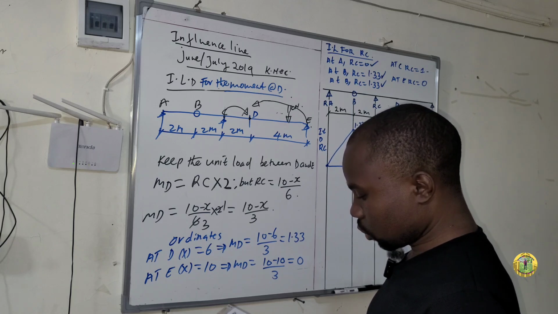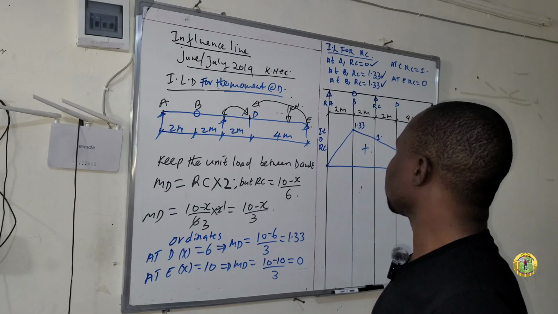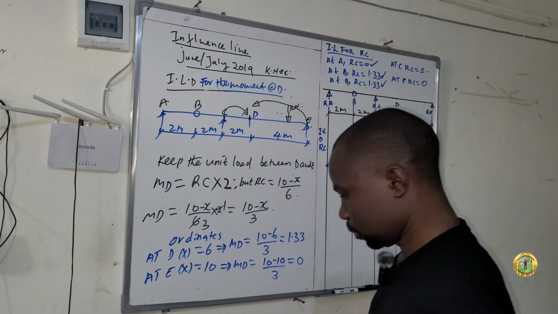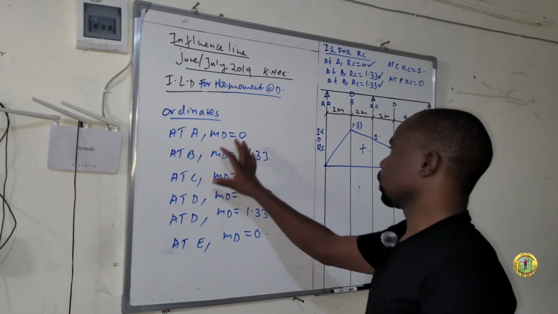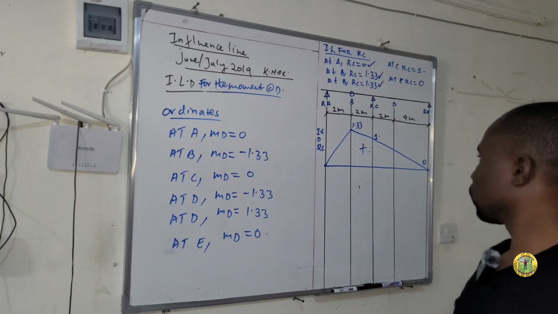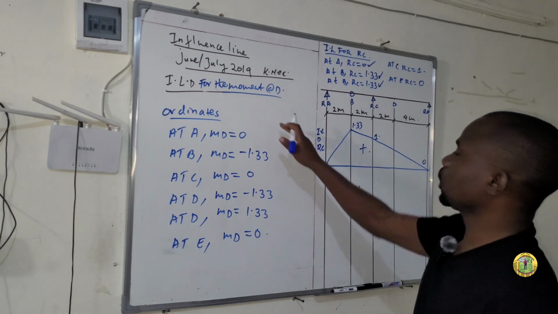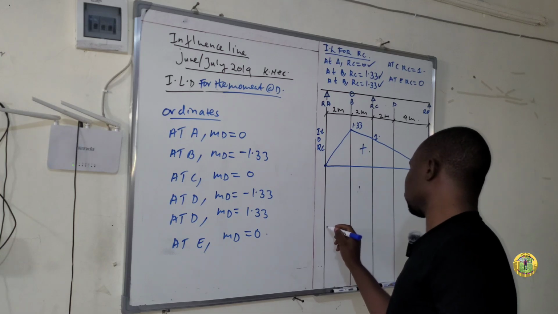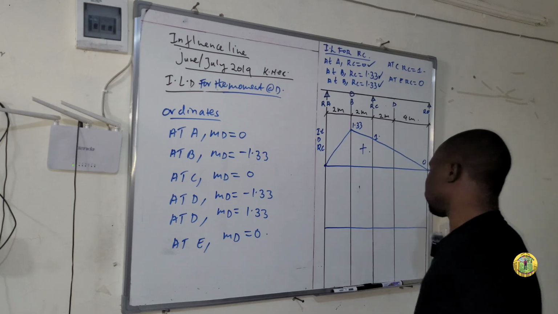So after having done so, we can now draw the influence line diagram for the moment. Allow me also to clean here. These are the ordinates for the moment at D. You have already calculated this. So what we need to do is to draw the influence line for moment at D. So let's draw the baseline. So that is the baseline.